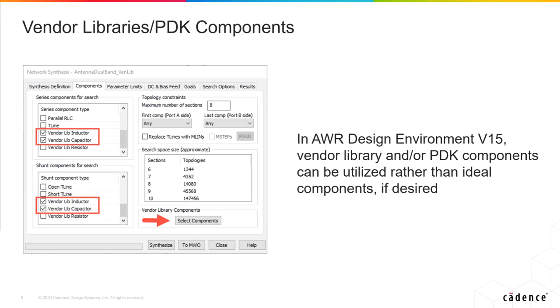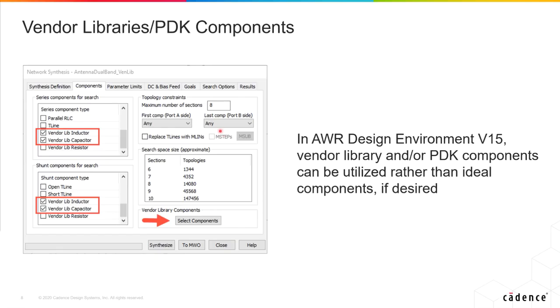Now let's move on to what's new in version 15. If you've used the wizard before, this user interface should look familiar. And we're focused on the Components tab of the wizard GUI, and you note that we've added some new checkboxes under the series and shunt components for search. Specifically, we've added vendor library, inductor, capacitor, and resistor. Note for the example I'm going to show, we're only using vendor library, inductors, and capacitors, but you can use resistors as well.